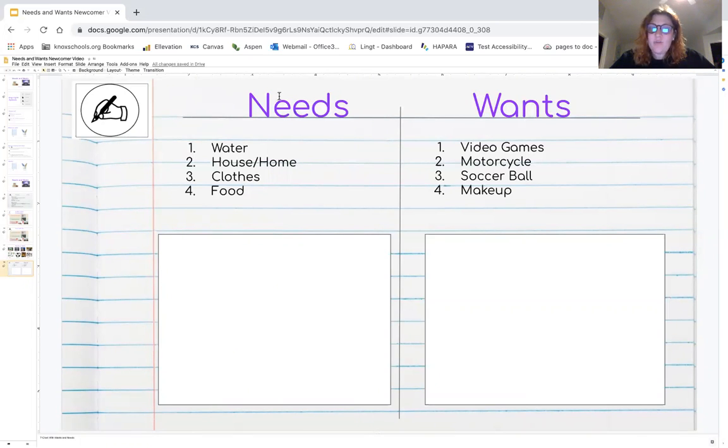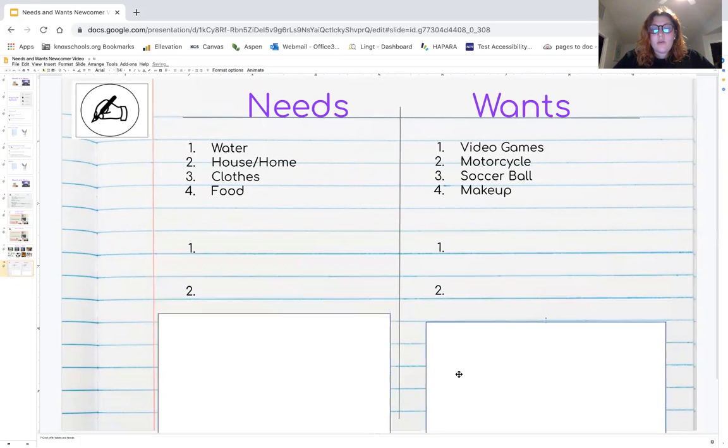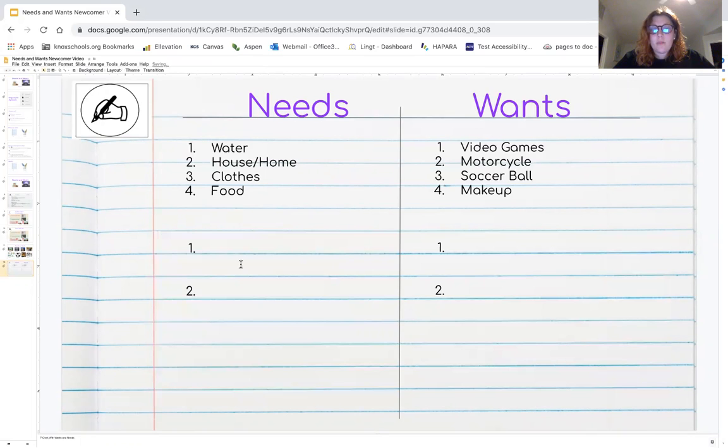Our needs, good. We need to buy our needs first. When we go to the store, we need to spend money on water, our clothes, and food. Then we can buy our other fun things that we like. Okay, so now at the bottom of your paper, we are going to do some sentence practice. So write 1 and 2, just like mine. We are going to write 2 sentences about needs, 2 sentences about wants.